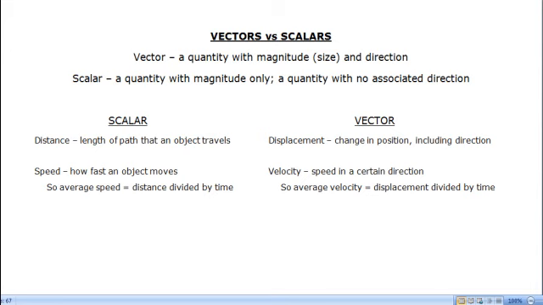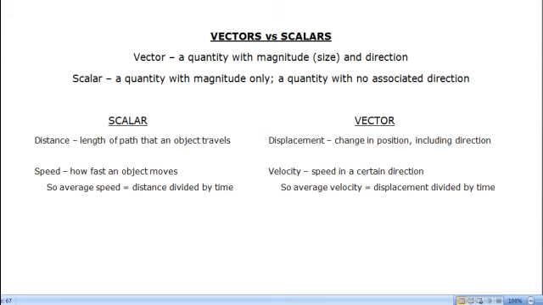Additional examples. Speed. For physics people, speed means how fast an object moves. So, on average, speed is equal to the distance divided by the time. There is no directionality in that definition. Distance doesn't have direction. Time doesn't have direction. Speed is not defined to incorporate direction. So speed is a scalar, not a vector.